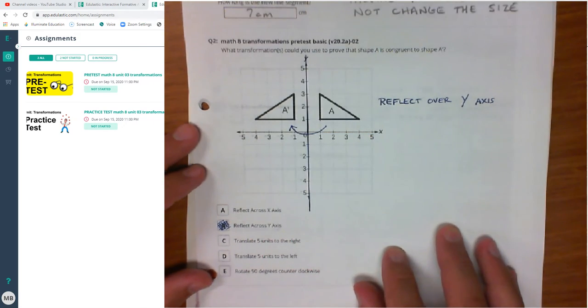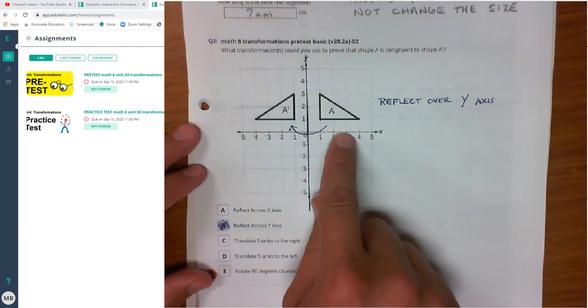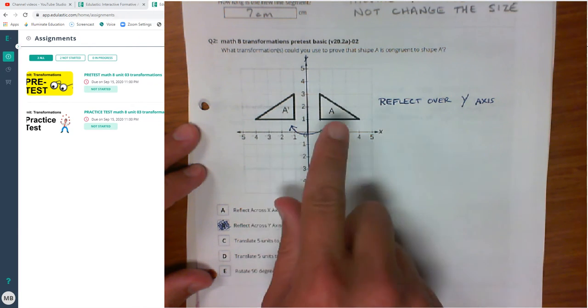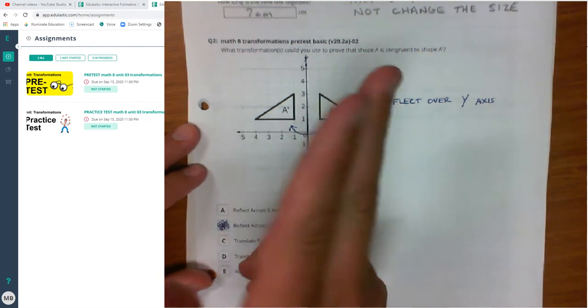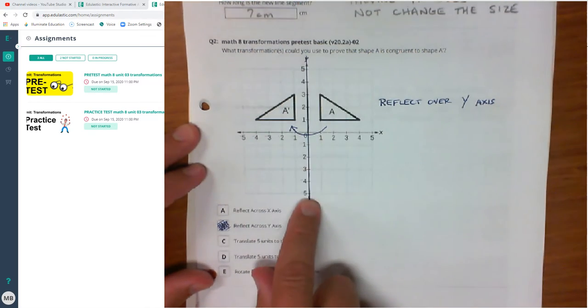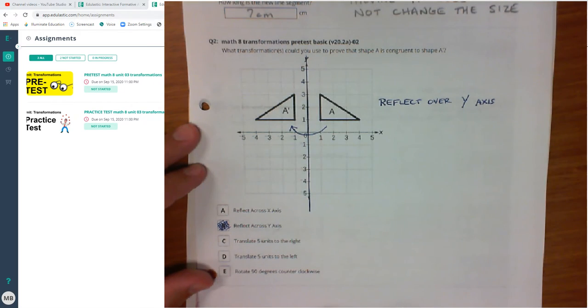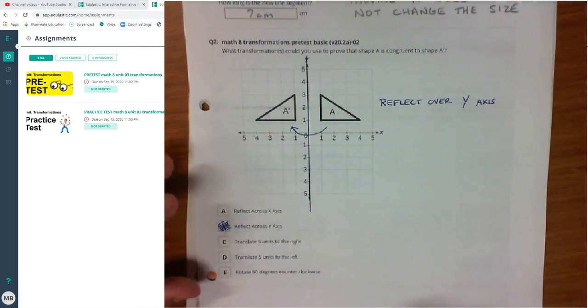What transformation could you use to prove that A is congruent to A prime? So here's A and there's A prime. If I do a reflection across the y-axis, that's a way I could prove that they are identical. So I chose reflect across the y-axis.